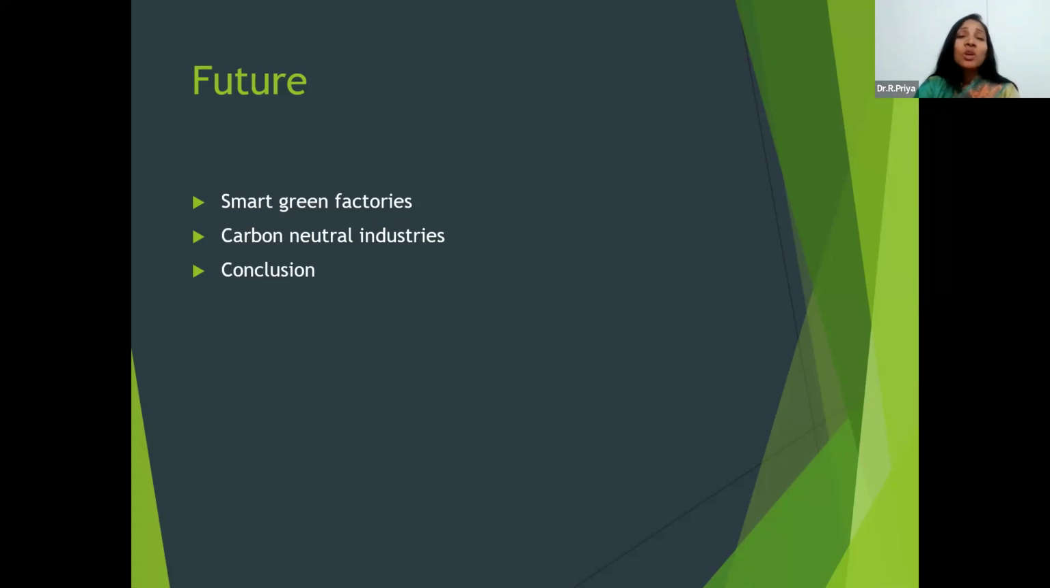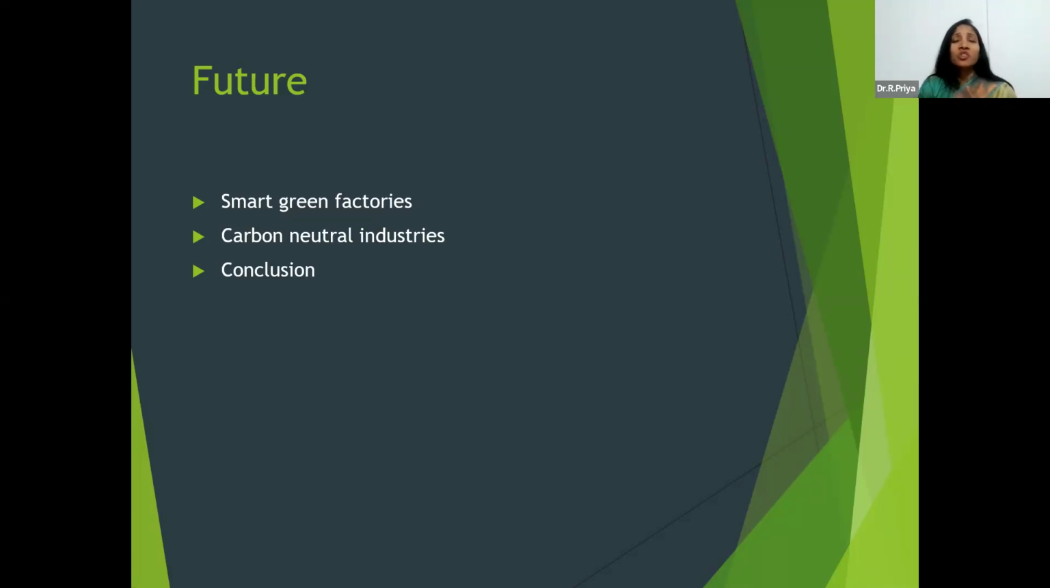Then another major goal is carbon neutral industries. This means the factories will aim to produce zero net carbon emissions by using renewable energy, green hydrogen, electric machinery and carbon capture technologies. So many global companies have already committed to achieving carbon neutrality, coming in the next decades.